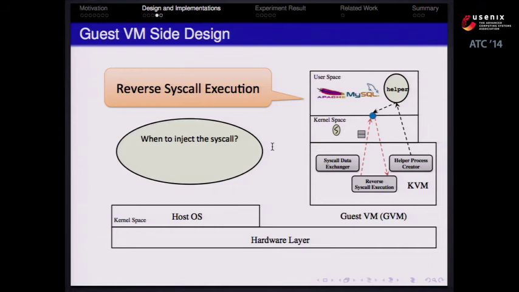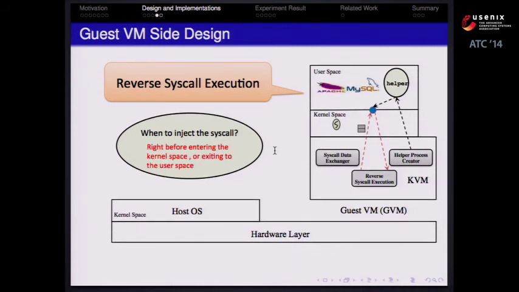For instance, if we inject a system call when the OS is running in interrupt context, we may make the system inconsistent or even crash. So our idea is to inject the system call right before entering the kernel space or right before returning to the user space.